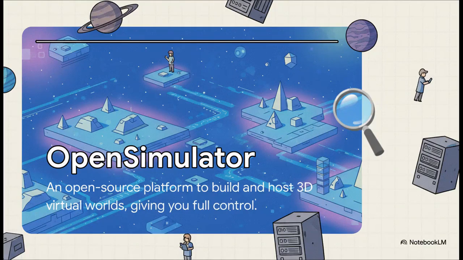Now we're going to see this term OpenSimulator pop up. So what is it? Well, to put it simply, it's the open source software that actually powers these virtual worlds. Think of it like the engine or the foundation that lets you build and host your 3D environment and gives you total, and I mean total, creative control.